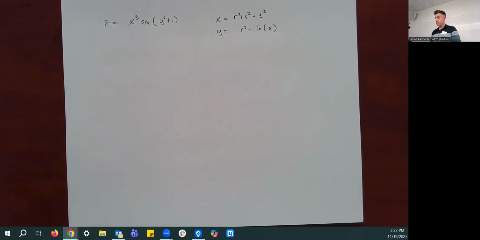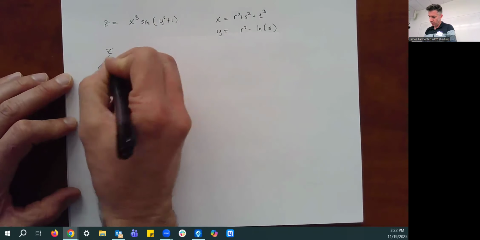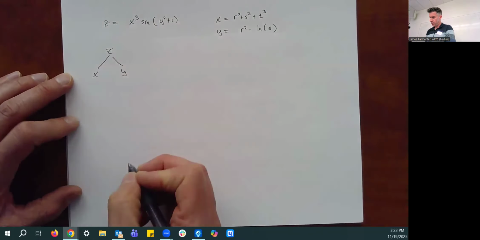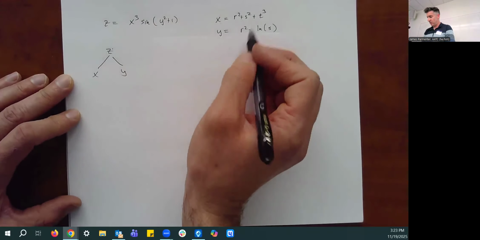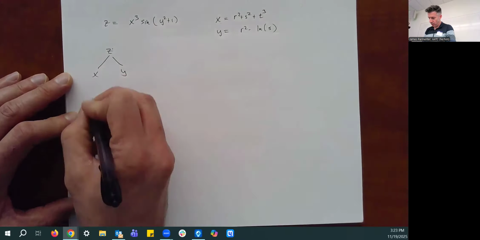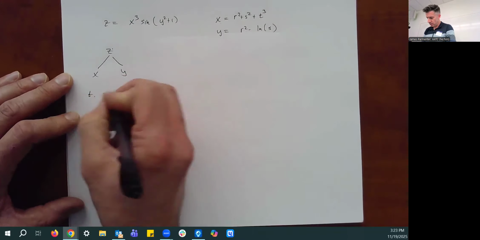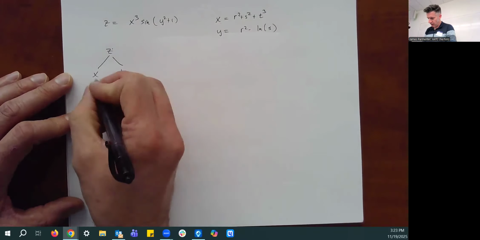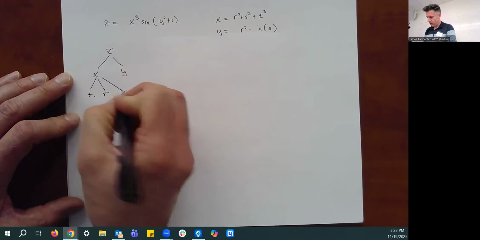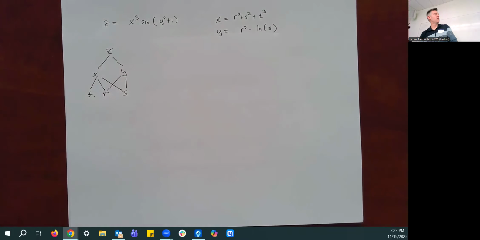If I was going to draw this mapping, here's what I would have. z depends on both x and y. X depends on r, s, and t. Y depends on just r and s. Let's make sure that t is furthest away from y, so I'll have t, r, and s. X depends on all three of them, and Y only depends on R and S. And this only really comes up if we ask to find del Z del T.